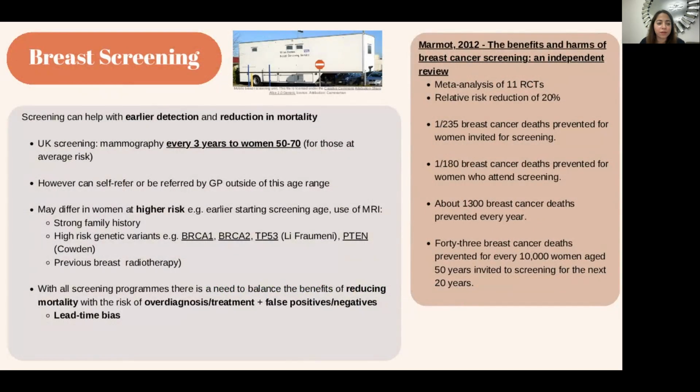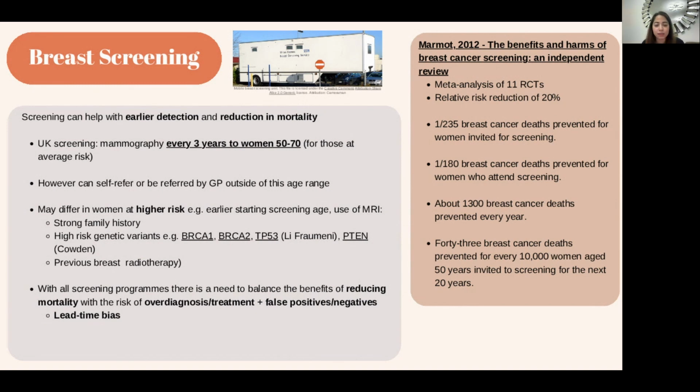Okay, so as I said, we'll go through the breast screening program in the UK. As you all know, breast screening or screening for cancers helps with early detection and so reduction in mortality and quicker treatments. In the UK, we offer screening mammography every 3 years to women who are 50 to 70 years old, because it's the average risk profile in the UK for women. But anyone who's outside of this age range can either self-refer or their GP can refer them if they've got any suspicions of breast lumps, and they can go and have their mammogram.